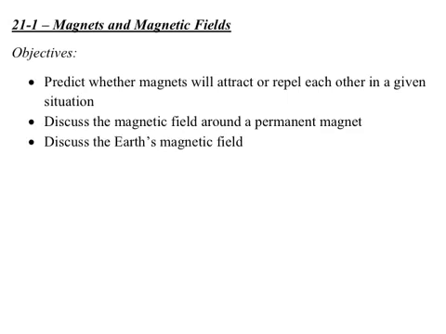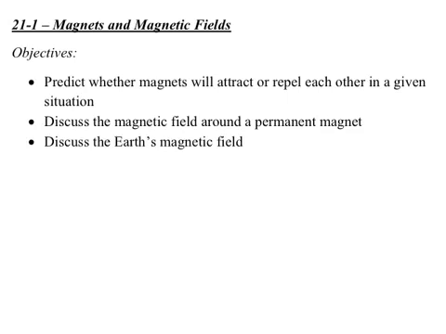Okay, so the topic is magnets and magnetic fields. The terms you've heard for sure, magnets at least, and field you've heard. We're going to have three major objectives today. First, we're going to predict whether magnets will attract or repel in a given situation, which is very similar to the electric charges we talked about with attracting or repelling each other. Second, we're going to discuss the magnetic field around something called a permanent magnet. And third, we're going to talk about the Earth's magnetic field. Those three things are going to be our three outcomes for today.